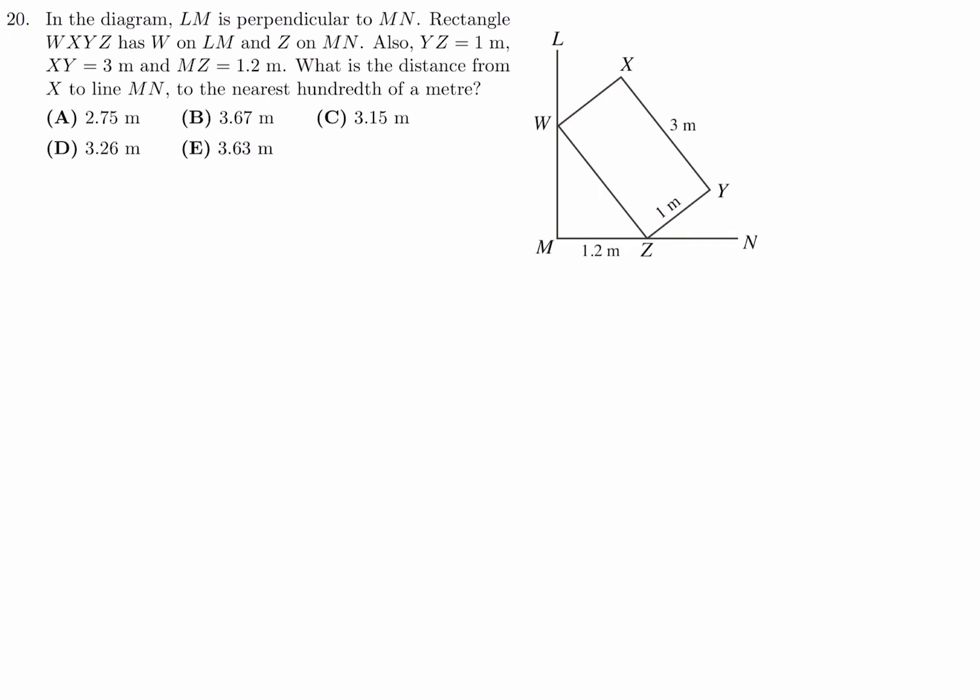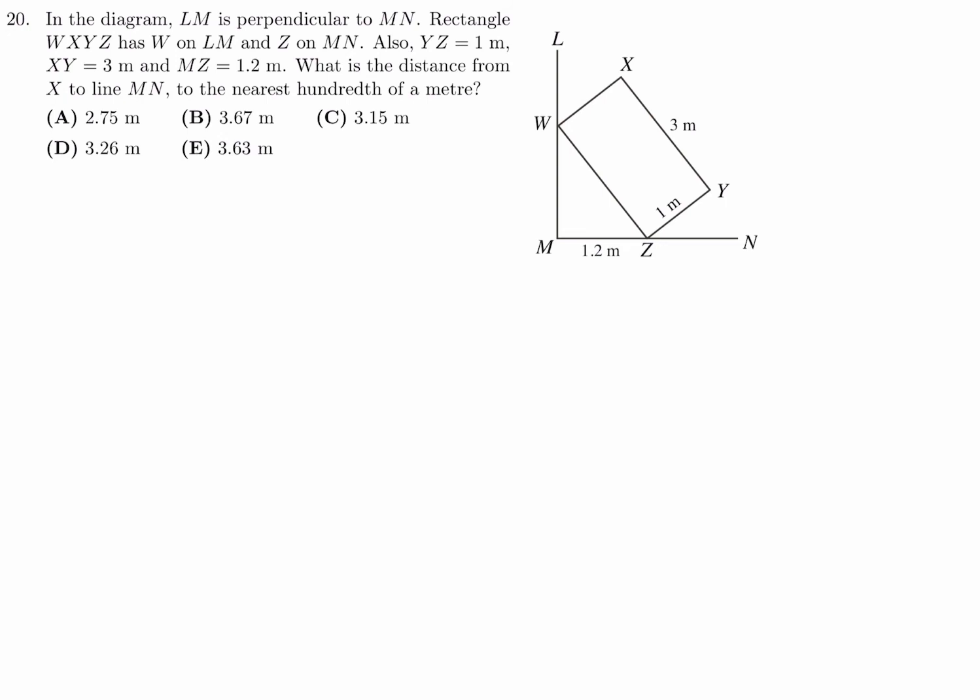In the diagram, LM is perpendicular to MN. Rectangle WXYZ has W on LM and Z on MN. Also, YZ is equal to 1, XY is equal to 3, and MZ is equal to 1.2. What is the distance from X to line MN to the nearest hundredth of a meter?